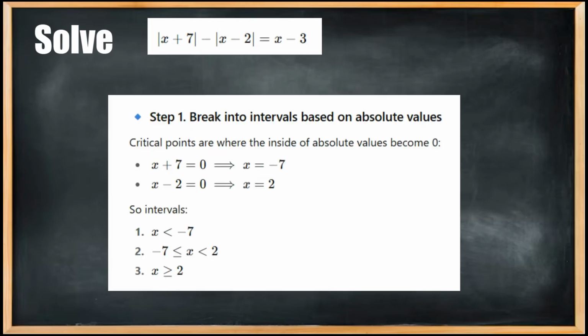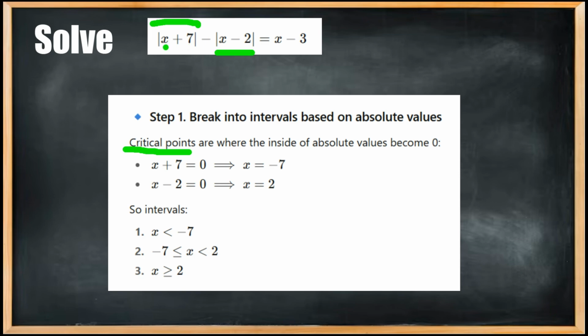So when we have to solve these kinds of problems, the first thing we have to do is find critical points. So what are the critical points? Critical points are the points where the inside of the absolute value becomes 0. For example, here, what is the inside of the absolute value? In this case, x plus 7 is the inside of the absolute value. In this case, x minus 2 is the inside of the absolute value.